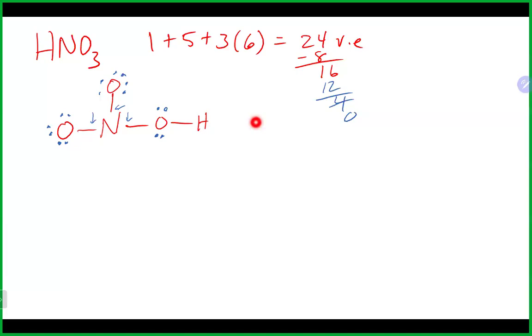So what do we do here? We do the exact same thing that we did before. We can make a double bond. In this case, you probably would not want to make a double bond to this oxygen, and that's because it's got the hydrogen hanging off of it. But you could double bond this oxygen since it's by itself. You could also double bond this oxygen because it's by itself.